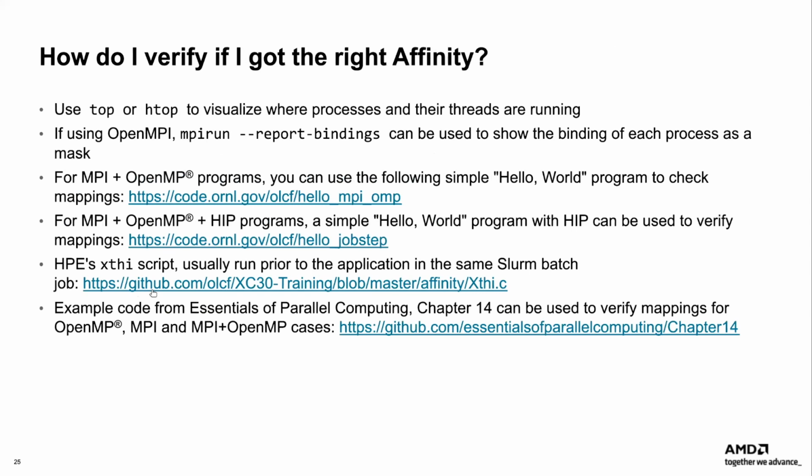So in order to check if we got the right affinity, there are various methods. A quick way is to use top or htop to visualize where those processes are running. If you're using OpenMPI, mpirun has an option called report bindings that you can use to see which core and in which socket your process has been bound to. And then there are a whole bunch of different programs that pretty much use the same concept. We are going to take a closer look at the first two that programmatically can verify whether you got the right core, whether you got the right device, GPU device, etc.